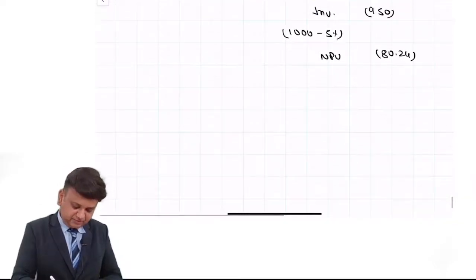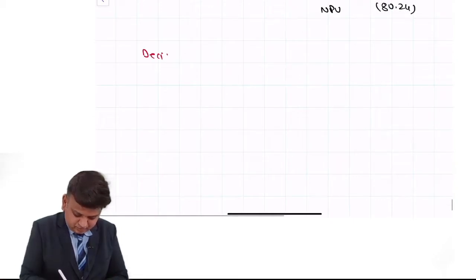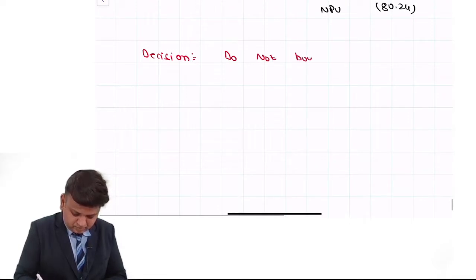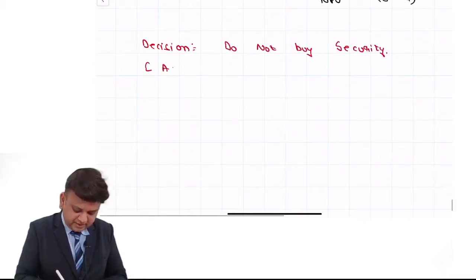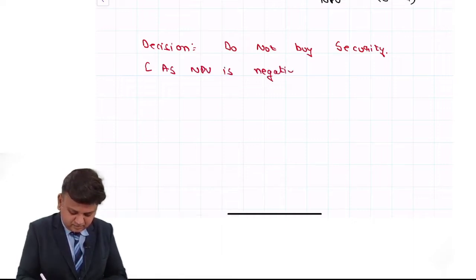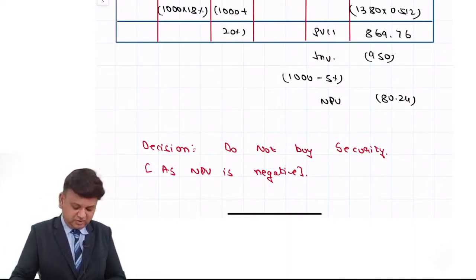So final decision. Do not buy security. In bracket I am writing, as NPV is negative. That is what we understand. Okay.